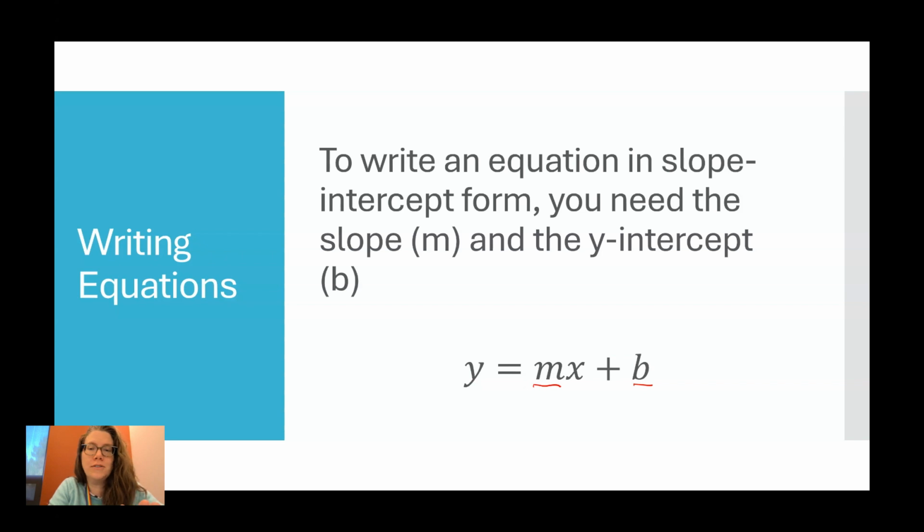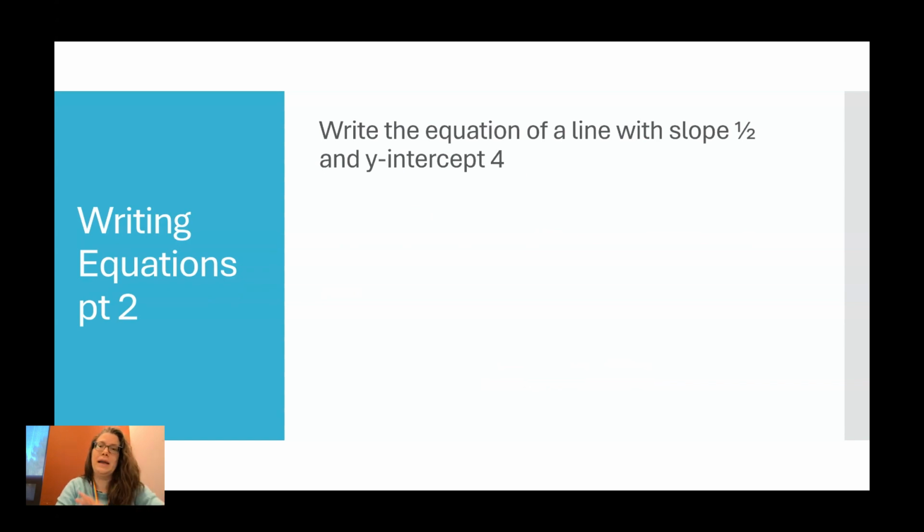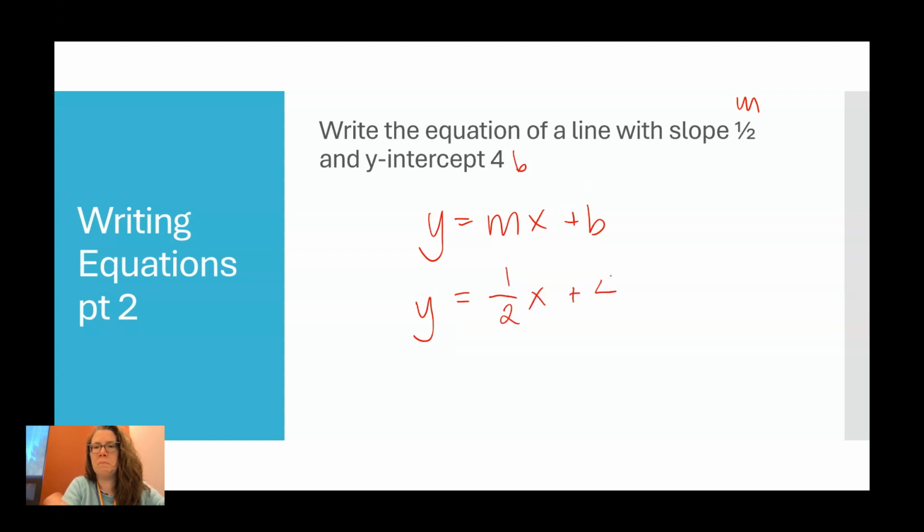But we're going to start simple and say, how do we write this if we have the slope and the y-intercept? So if we're asked to write the equation of a line that has slope 1/2 and y-intercept 4, we're just going to start with that y equals mx plus b. And we know the slope is our m and the y-intercept is our b. So this is going to be y equals 1/2 x plus 4. Done. So nice. So simple.